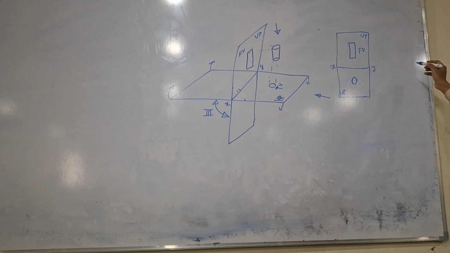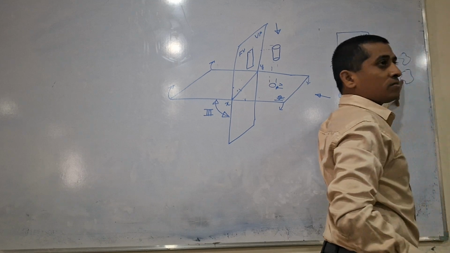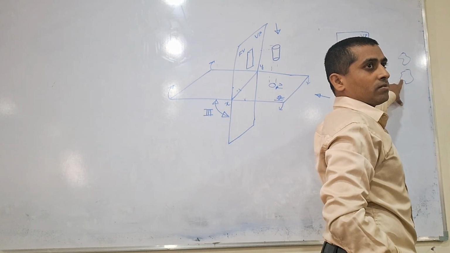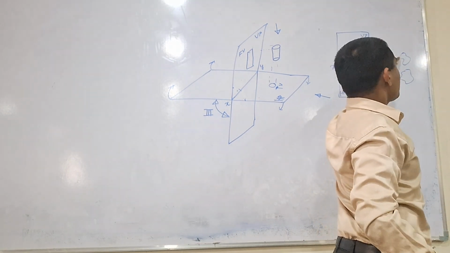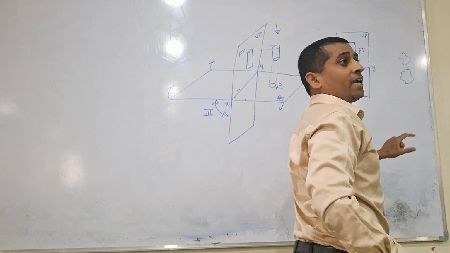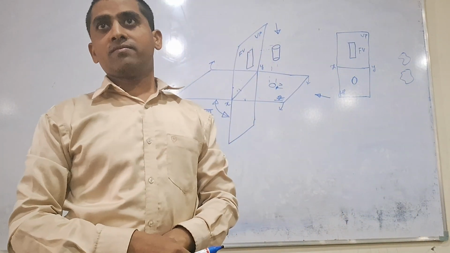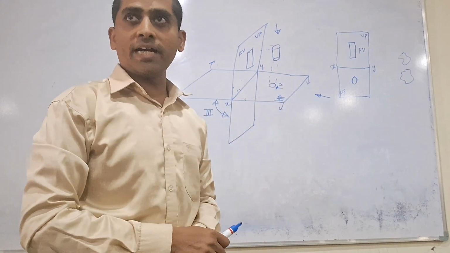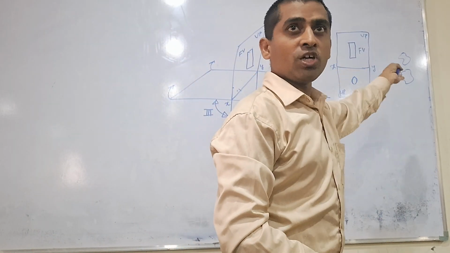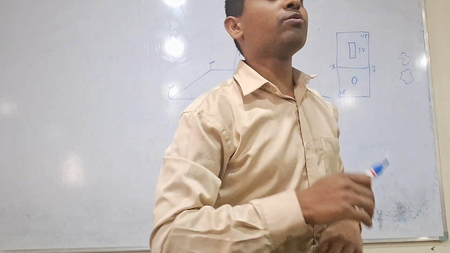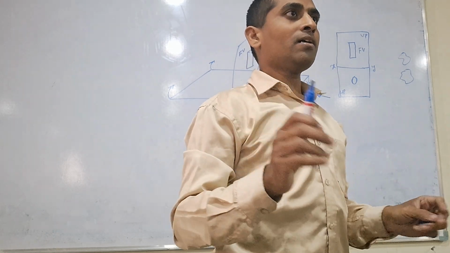Now suppose one figure is given like this and another figure like this. What is this view, front view or top view? Top view, correct. What is this view? Front view. When the object is placed in the first quadrant, the above figure is the front view and the below figure is the top view. Understood now? Is it clear?